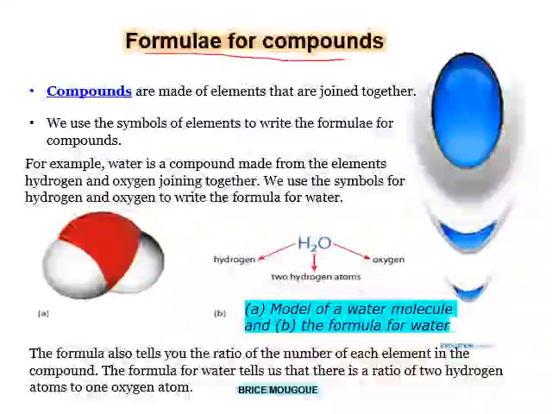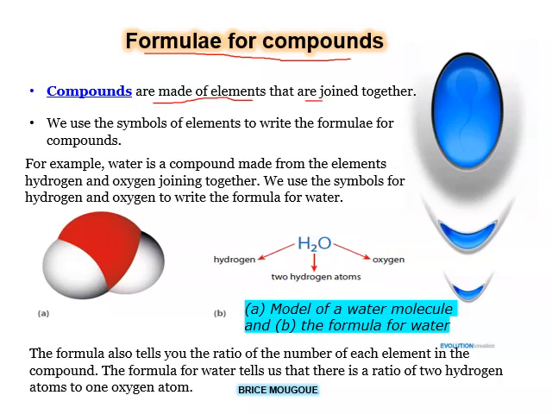Formulae of compounds. We use symbols to represent elements, so we also need some kind of symbolic representation of compounds so that we can easily write them out. But first, we have to recall that compounds are made up of elements that are joined together. That's basically what compounds are.